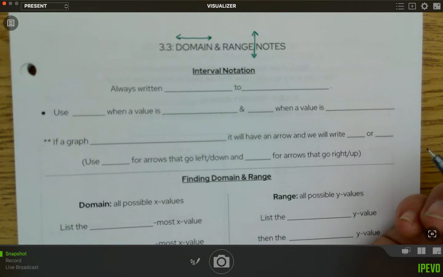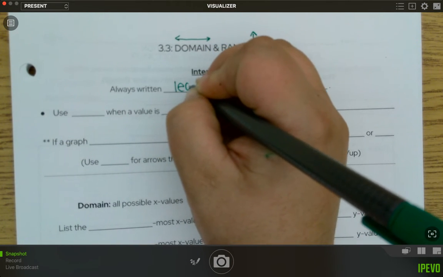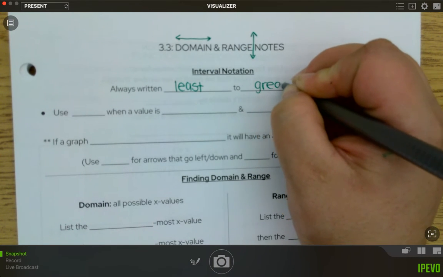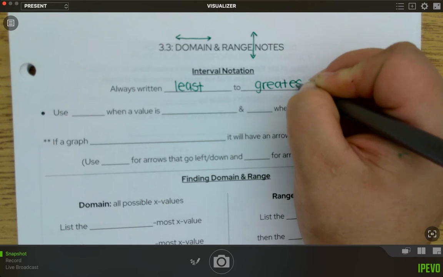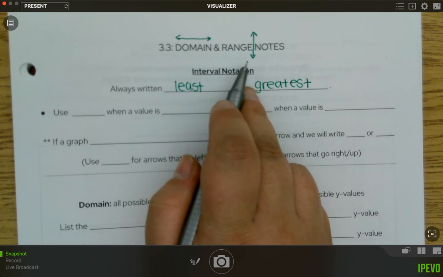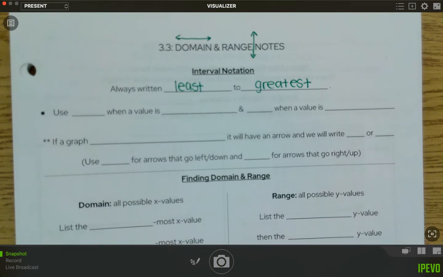We are going to use interval notation to write it. Remember that interval notation always goes from least to greatest. Before we just did left to right, which was doing the same thing, but now we're also going to need to do bottom to top, because we are not just going left to right anymore. Now we're going up and down too.